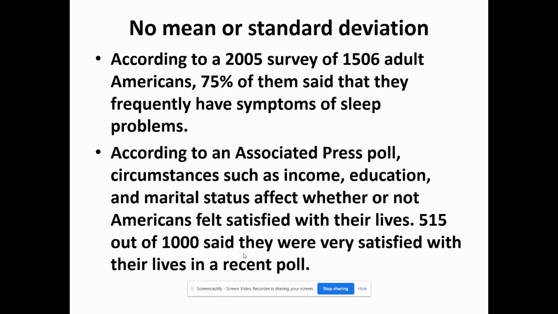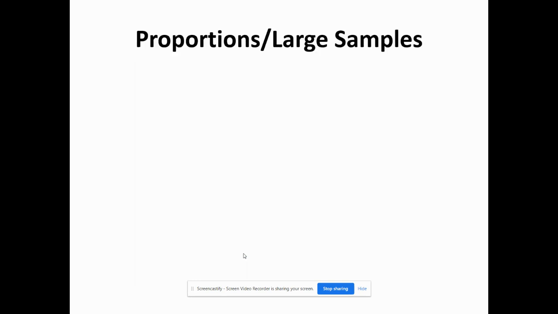Here's another one. Here we have 1,000 adult Americans, and they were asked whether certain circumstances affect whether or not they feel satisfied with their lives, and 515 of those 1,000 said they were very satisfied with their lives. So there is no mean, there's no standard deviation. There is a sample size, and in one case, we know what percentage of our sample have a characteristic, and in another case, we know how many of our sample have a given characteristic. So these are our p-hat problems.